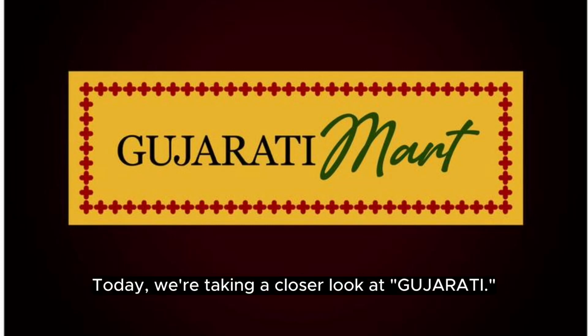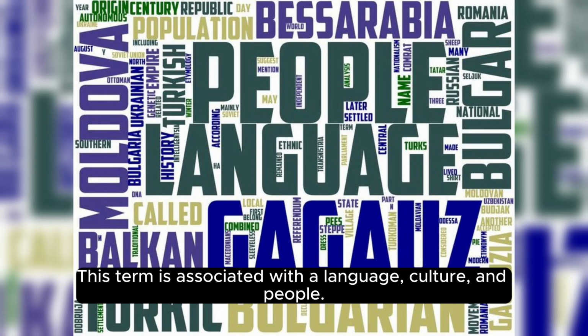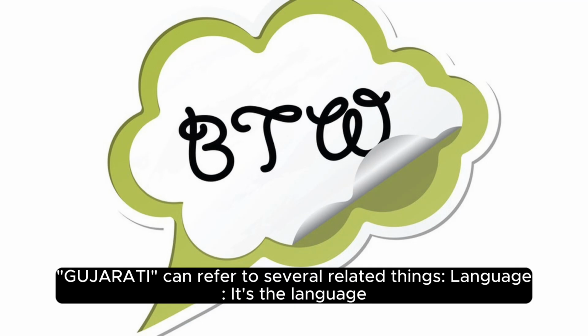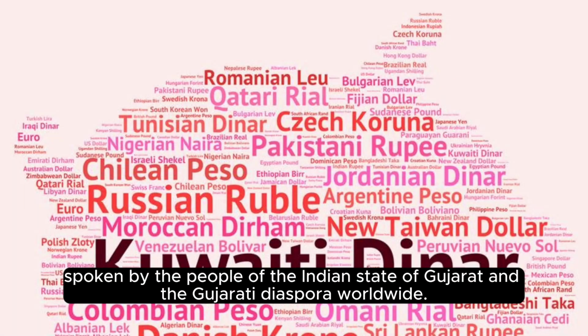Today, we're taking a closer look at Gujarati. This term is associated with the language, culture, and people. Let's define it. Meaning: Gujarati can refer to several related things. Language: it's the language spoken by the people of the Indian state of Gujarat and the Gujarati diaspora worldwide.